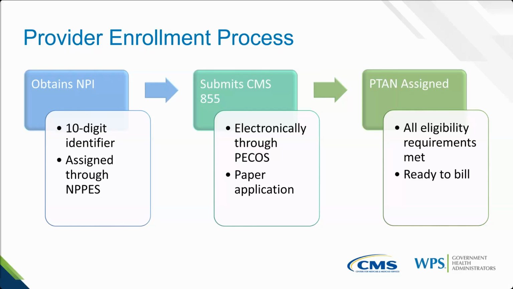This can be done electronically and through paper applications, and we'll talk about that just a little bit more a little later on, but it can be sent in electronically through our Provider Enrollment, Chain and Ownership System, also known as PECOS, or a paper application. PECOS is the only electronic method for submitting those applications. Again, we'll talk about that just a little bit more.